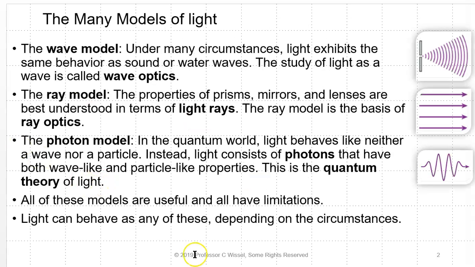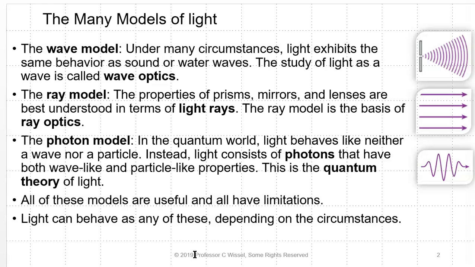Light is really important to us, and we have many models for light. The wave model: under many circumstances, light exhibits the same behaviors as sound or water waves, although it's a completely different type of wave. The study of light as a wave is called, of course, wave optics. The ray model, which we talked about in the previous chapters: the properties of prisms, mirrors, and lenses are best understood in terms of light rays, and of course, this is called ray optics.